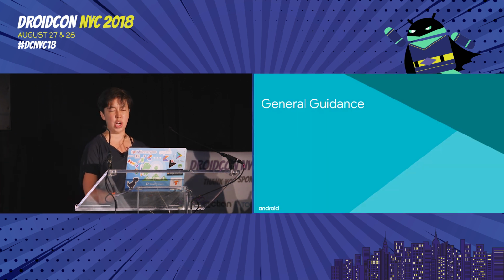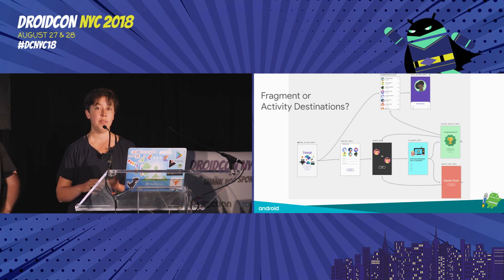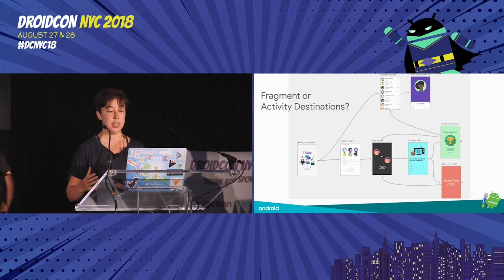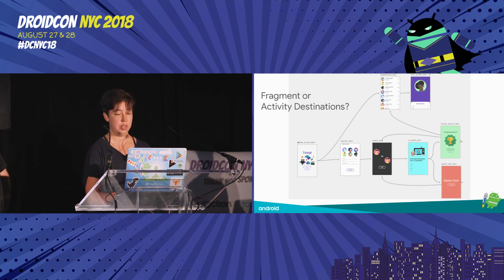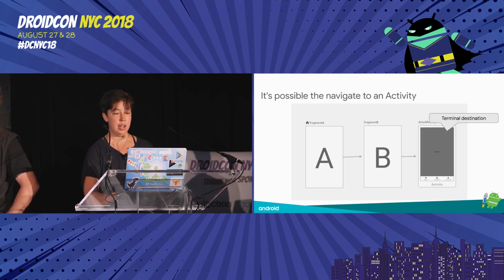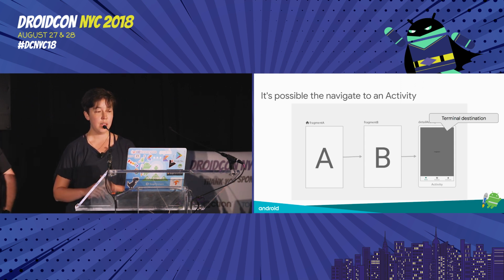So now let's talk about some general guidance. The first topic that I want to broach is the difference between activity and fragment destinations. Either of these can be destinations, but thus far I've been showing you this graph that only has fragment destinations in it. But it is possible to navigate to an activity, and here's an example of navigating to an activity in a nav graph.